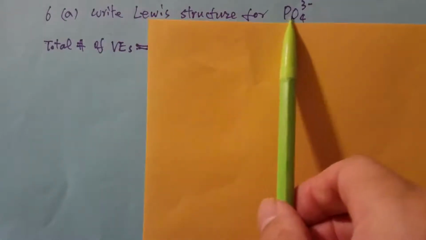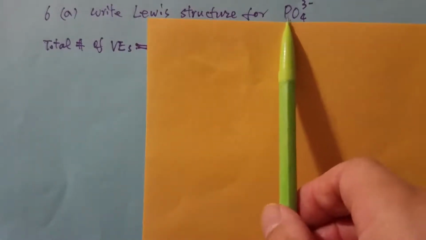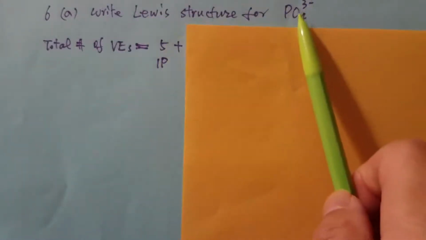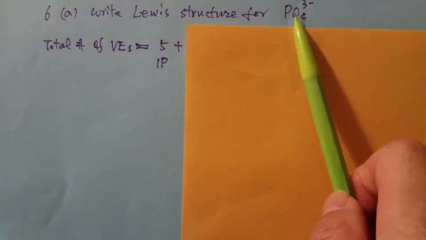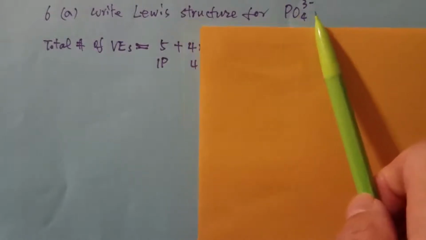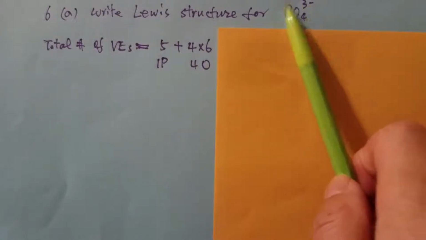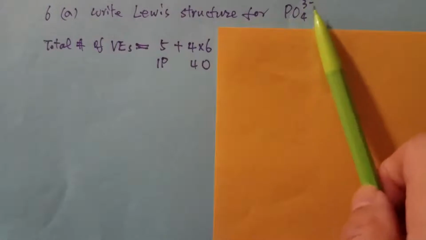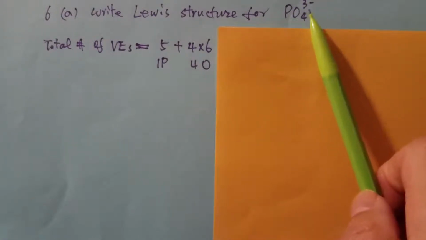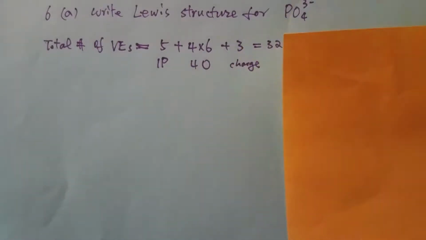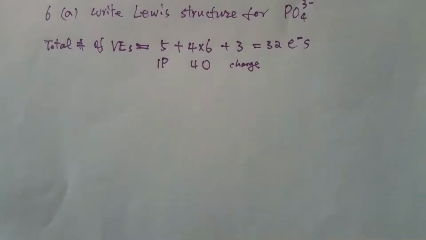We have 1 phosphorus, group 5A, so 5 valence electrons. Oxygen is in group 6A, so each oxygen has 6 electrons, and we have 4, that's 4 times 6. And look at the charge, 3-, which means it gains 3 electrons. So that 3 comes from the charge. If you add them all together, that gives us 32 electrons.